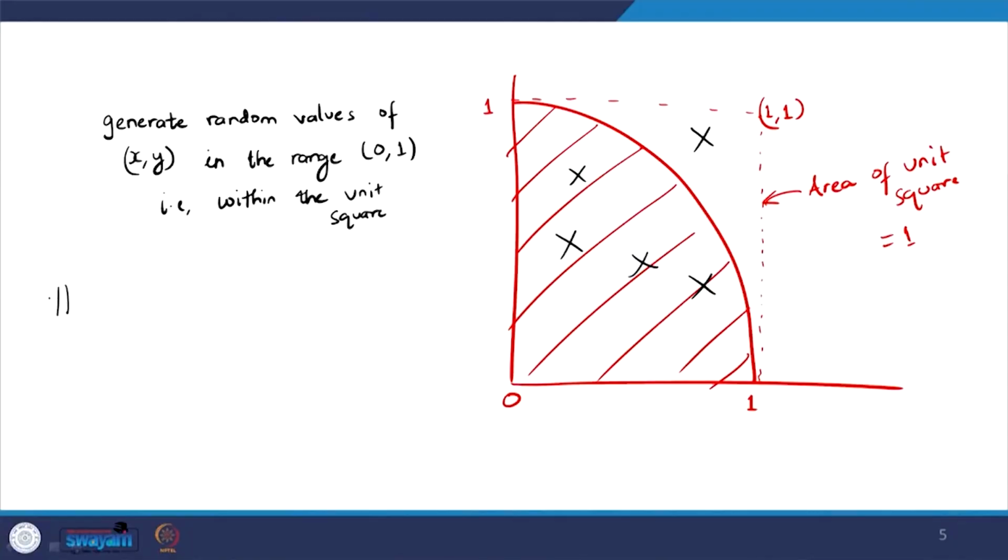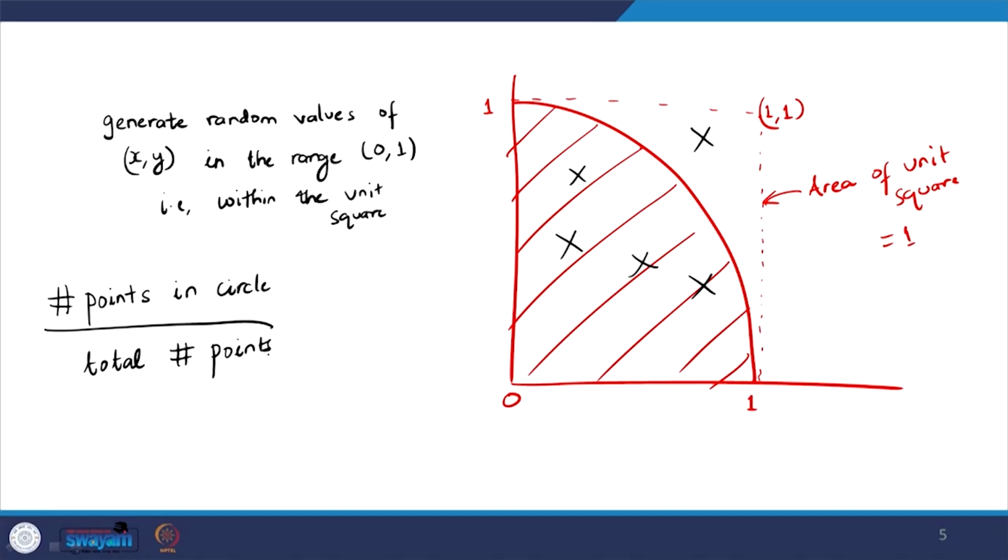In this particular drawing, you have 4 points in the shaded regime and 1 point outside the circle, right. So, if I do this, I ask, what is the ratio of the number of points in the circle by the total number of points?